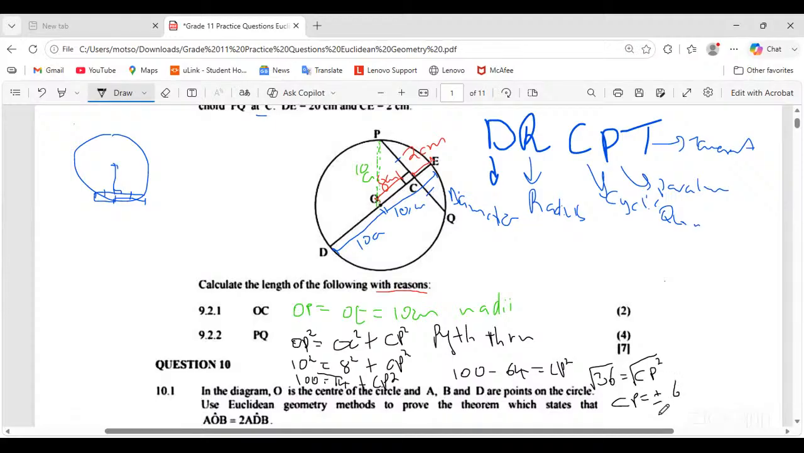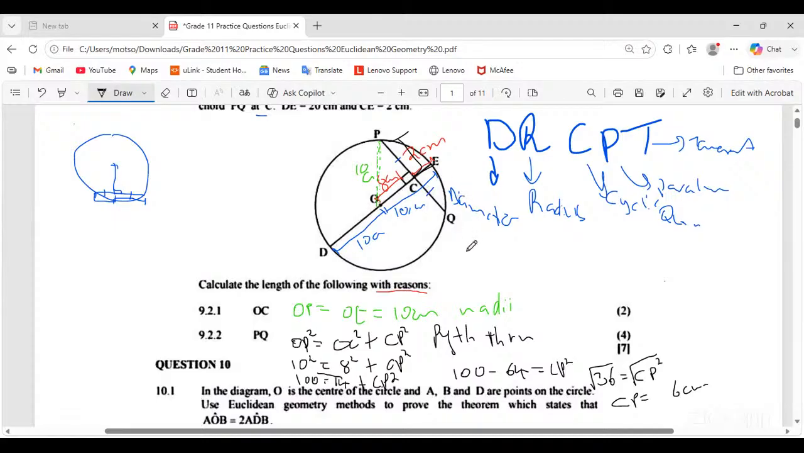Now, can the distance or the length be negative? No, the length cannot be negative. We will only choose the positive answer. CP is only positive 6 centimeters, just like that. This is only CP, so we only have this part. Remember the question required us to find the whole of this chord, the PQ.